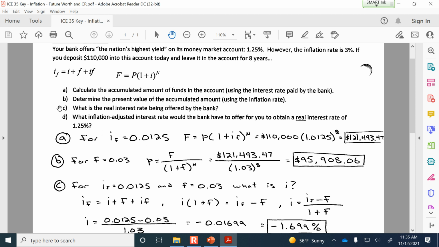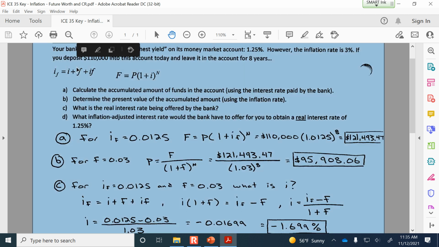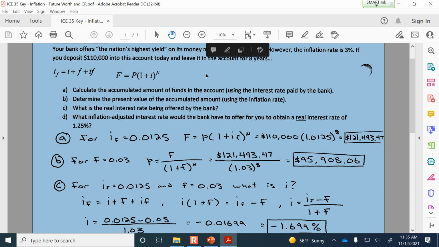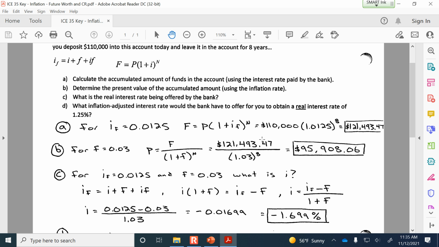All right, and then the last part here, what is the real interest rate? You have to know that by real interest rate, what that means is solve for I. Because I sub F is the market interest rate, F is the inflation rate, and I is the real interest rate. So we're doing a little bit of algebra here to rearrange the formula and solve for I. So this is showing how in real terms you're losing about 1.7% of purchasing power each year.